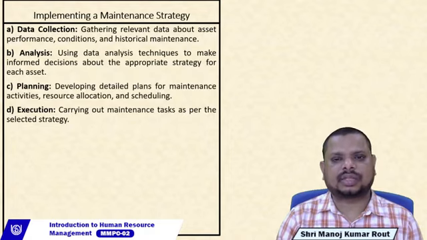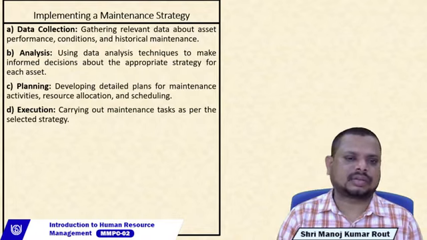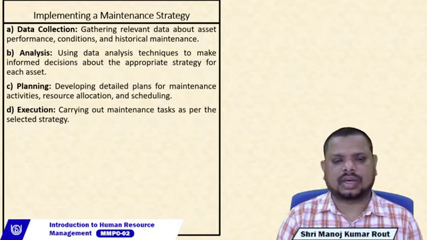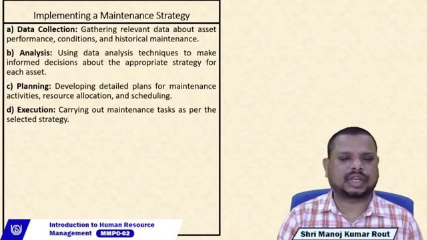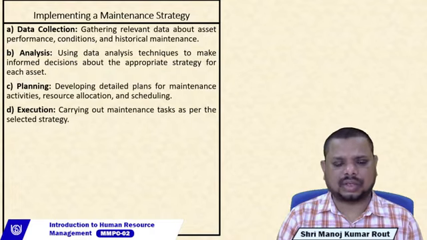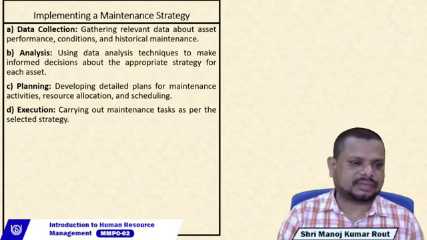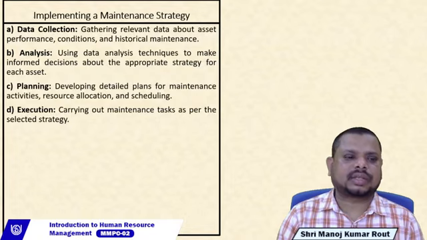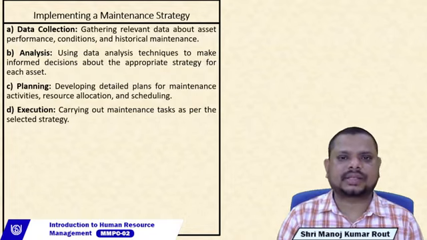Planning should basically be for monitoring, evaluating, and controlling the different activities of maintenance, which is one of the important parts of the maintenance strategy, related to the various forms of maintenance strategy. For example, proactive, preventive, or run-to-failure maintenance strategies. The last one is execution. So carry out maintenance tasks as per the selected strategy.